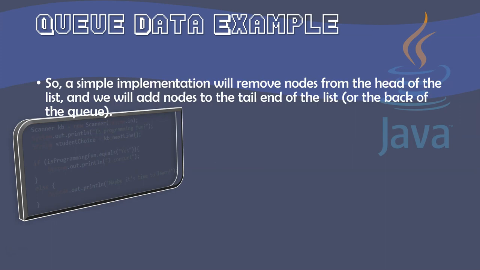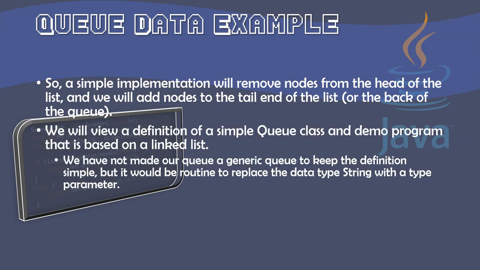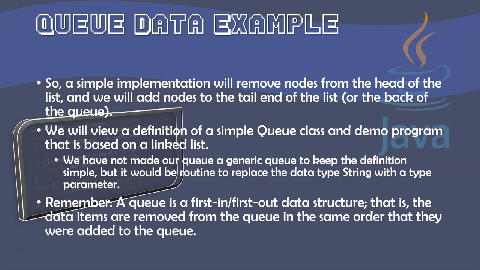Now, when we look at the queue here, a simple implementation is going to remove nodes from the head of the list, and we can add nodes to the tail end or the back of the queue. And when we look at our example of a simple queue class in the demo program that's based upon our linked list, one thing you'll notice is that we did not make our queue a generic queue, all right? Because again, just like our stack, we're going to use strings here, because it's simple just to demonstrate this concept. But again, we could replace that data type with a type parameter to make it more of a generic class.